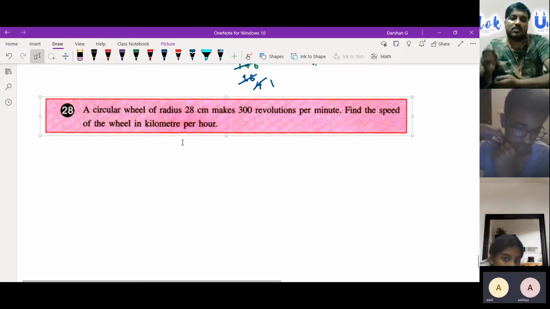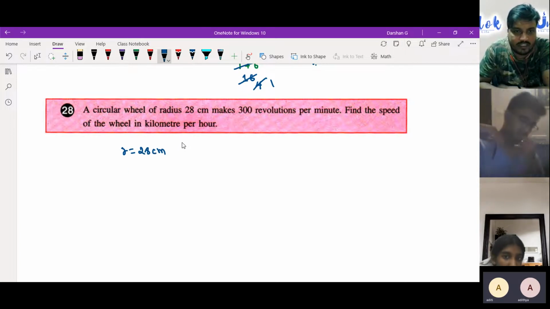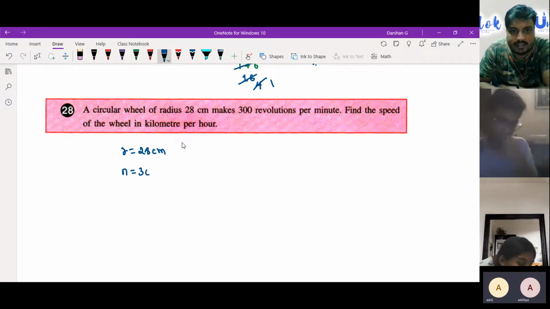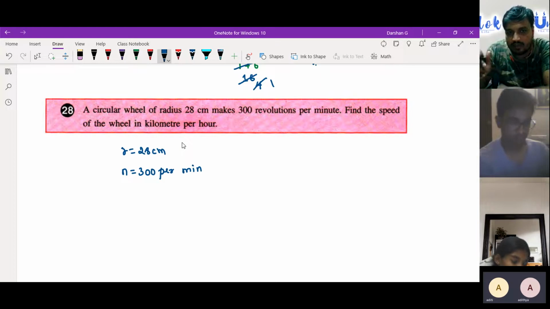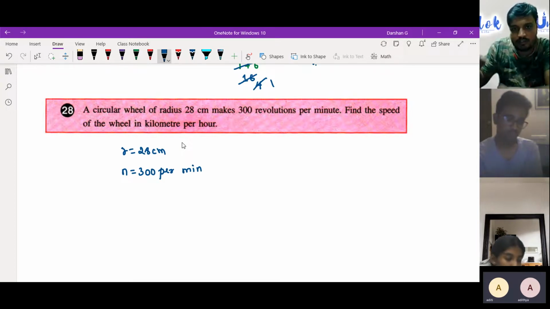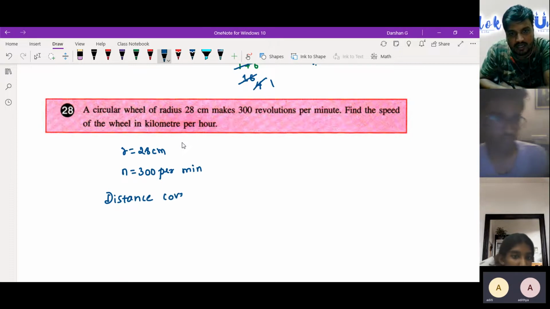Okay, let me solve this question. They have given us the radius. The radius is 28 centimeters. The number of revolutions I'm taking as n, that is 300 revolutions per minute. This is very important: it is per minute. For 1 minute, there are 300 revolutions. Now what I should find is the distance covered in 1 minute.